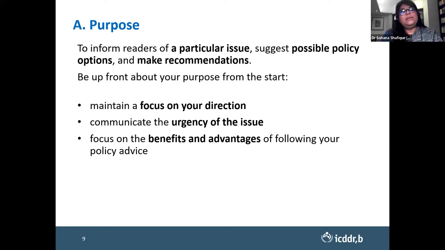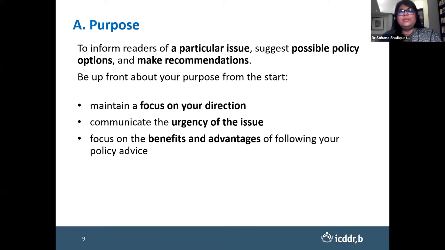The purpose of writing a policy brief is to inform the readers of a particular issue, suggest possible policy options, and make recommendations. We need to be upfront about the purpose from the very start of writing the policy brief. By doing so, we can maintain a focus on the direction. And by using very lucid language, we can mention where we are going, so the readers from the very beginning will understand this is where we're going.